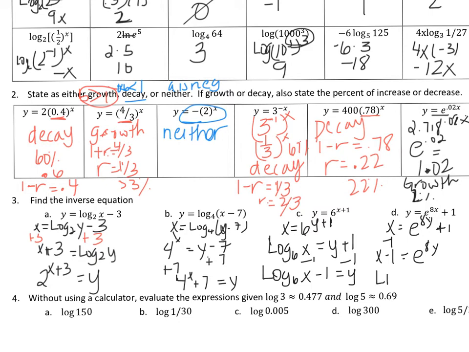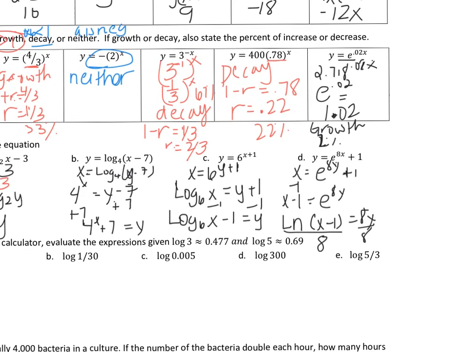And then rewrite it. Natural log. E gets rewritten as natural log of what it equals to, parentheses, x minus 1, because the whole thing is on the other side of the equal sign. And that's going to equal 8y. And then you have to divide by 8. So your final answer here is y equals ln of x minus 1, divided by 8. Okay.